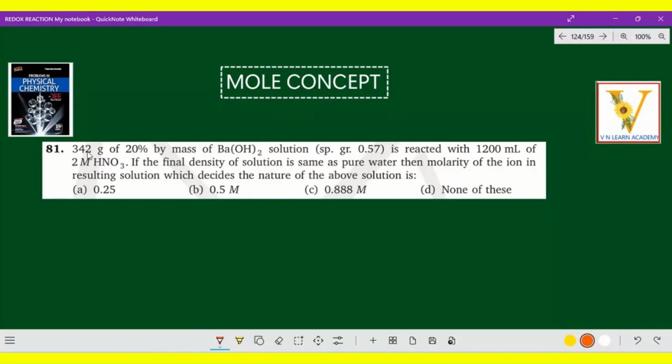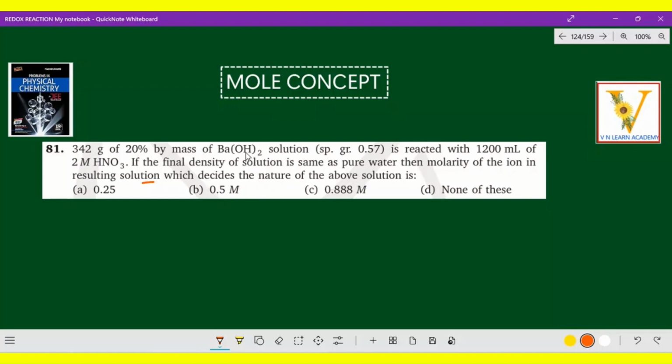Here, the first question: 342 gram of 20% by mass of barium hydroxide solution, specific gravity 0.57, reacted with 1200 ml of 2M HNO3. If the final density of the solution is the same as pure water, then find the molarity of the ion in the resulting solution, which decides the nature of the above solution.